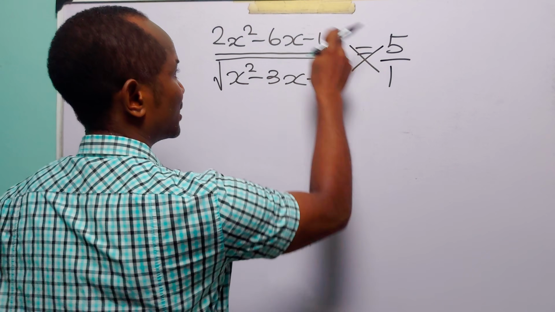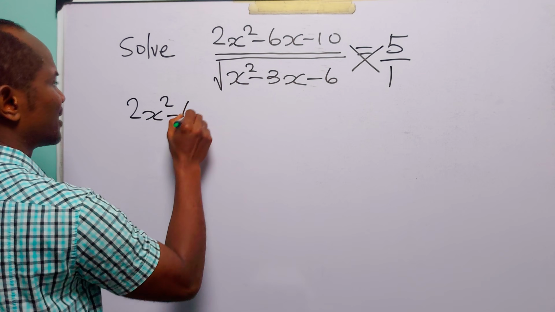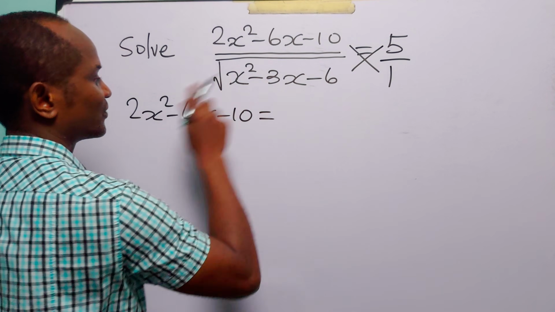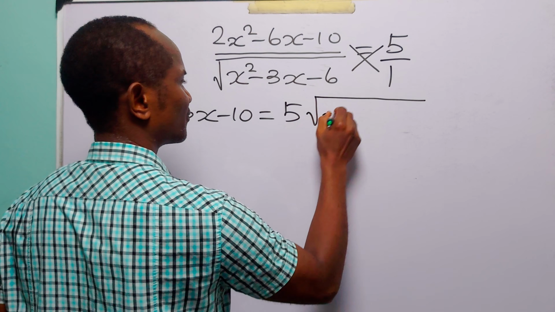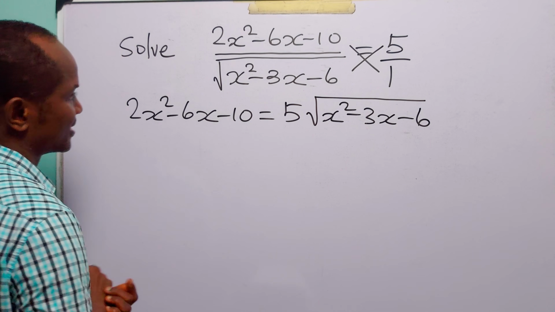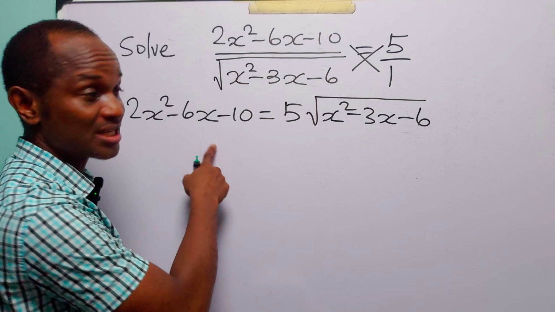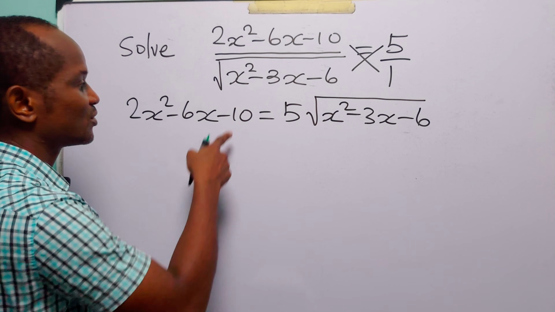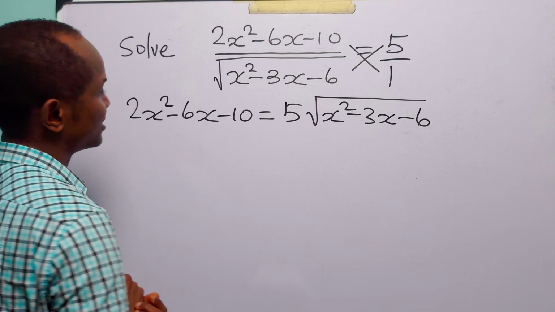So we have that 1 times this, that is 2x squared minus 6x minus 10, is equal to 5 times this. That is 5 times the square root of x squared minus 3x minus 6. Now, instead of squaring both sides of this equation to get rid of this square root, what we are going to do next is add and subtract 2 to the left-hand side of this equation.